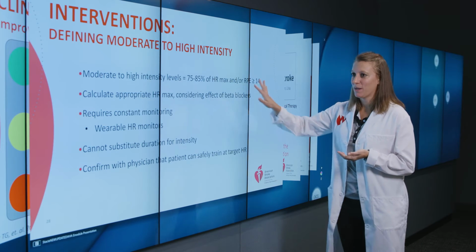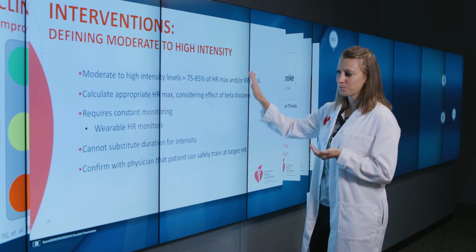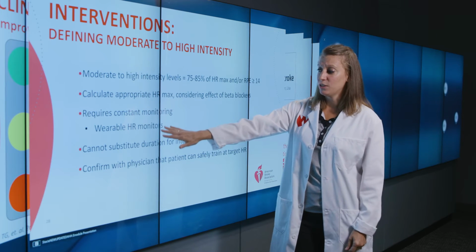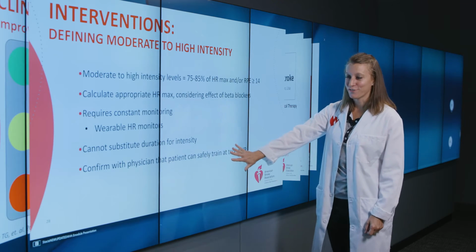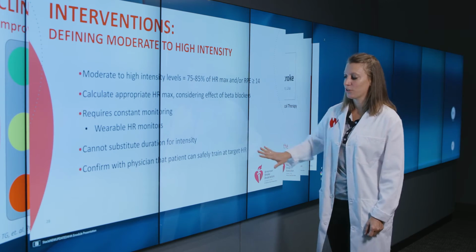But I do want you to keep in mind that if they're using beta blockers, that heart rate isn't going to change in the same way, and you cannot use heart rate max, you need to use RPE. But really, if you're doing that, you need to have a wearable heart rate monitor so you continuously monitor their heart rate, make sure they're in a safe zone. Make sure you're talking to their physician if you're doing something like this to make sure that they're safe to train at that higher heart rate.